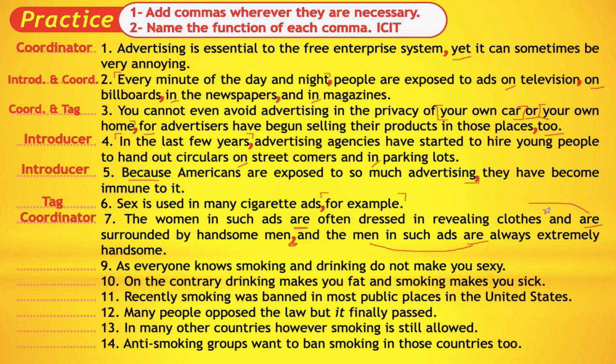As everyone knows, smoking and drinking don't make you sexy. Let's have a look at the first one, as. Dependent clause, that is going to stop here. We are going to put a comma, and the independent clause used is inserter, comma. Great. On the contrary, drinking makes you fat and smoking makes you sick. Here we have two kinds of functions. The first one can be seen in on the contrary as an introducer, comma, and second we have before and as a coordinator. Great.